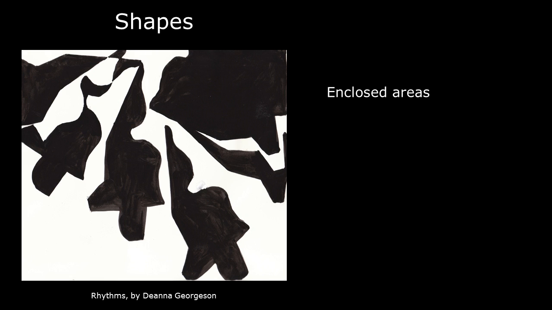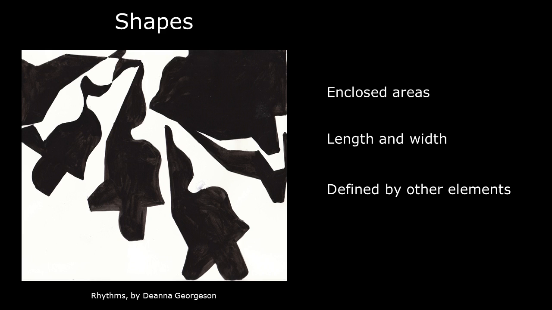Shapes are enclosed areas representing the flat dimensions of length and width. The boundaries of shapes are defined by other elements of design that surround them, such as lines, colors, values, and textures. There are 2 types of shapes. Regular shapes defined by mathematical measurements and calculations are referred to as geometric shapes. Irregular shapes from the natural world of plants and animals are referred to as organic shapes.